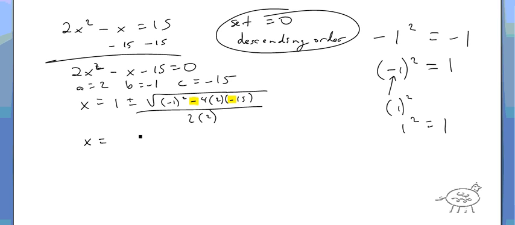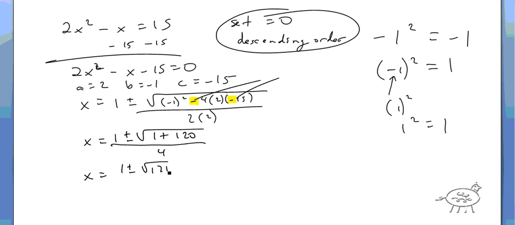So we get x equals 1 plus or minus the square root of 1, and now it's plus because it's a negative and a negative. So I just have to multiply 4 times 2 is 8 times 15 is 120, all over 4. So x equals 1 plus or minus the square root of 121 over 4. Well, 121 is a perfect square. So 1 plus or minus 11 over 4.